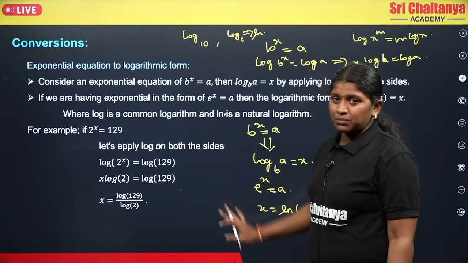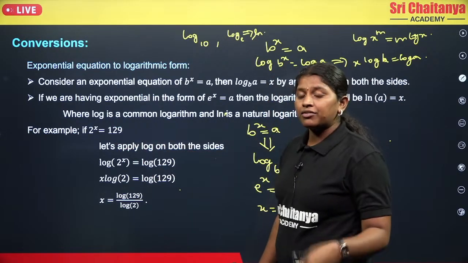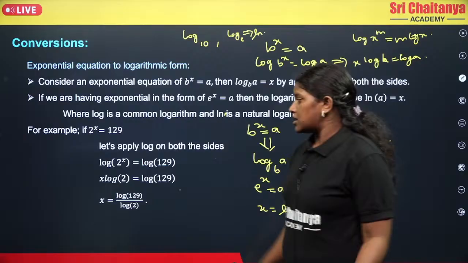Now let's see just a simple basic example, which is: if we have 2 power x equals 129, and from this we need to find the value of x. So how can we find it?